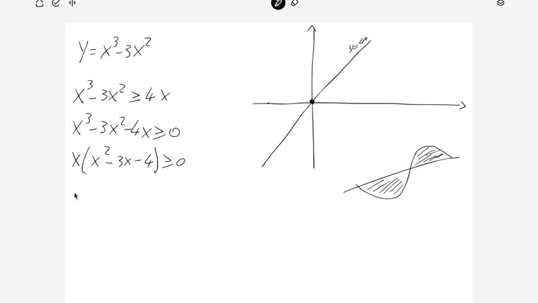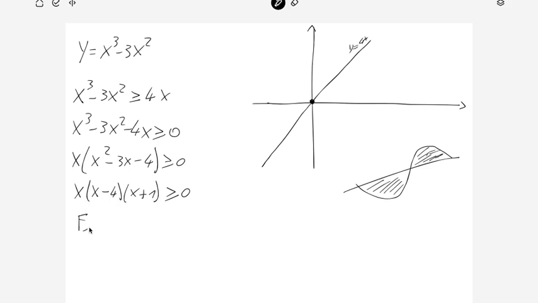So we can use the same strategy as before, so we can find two numbers with sum equal to -3 and product equal to -4. And these two numbers are -4 and +1. Because -4 plus 1 is -3, -4 times +1 is -4. Okay. Then we have to solve this inequality.